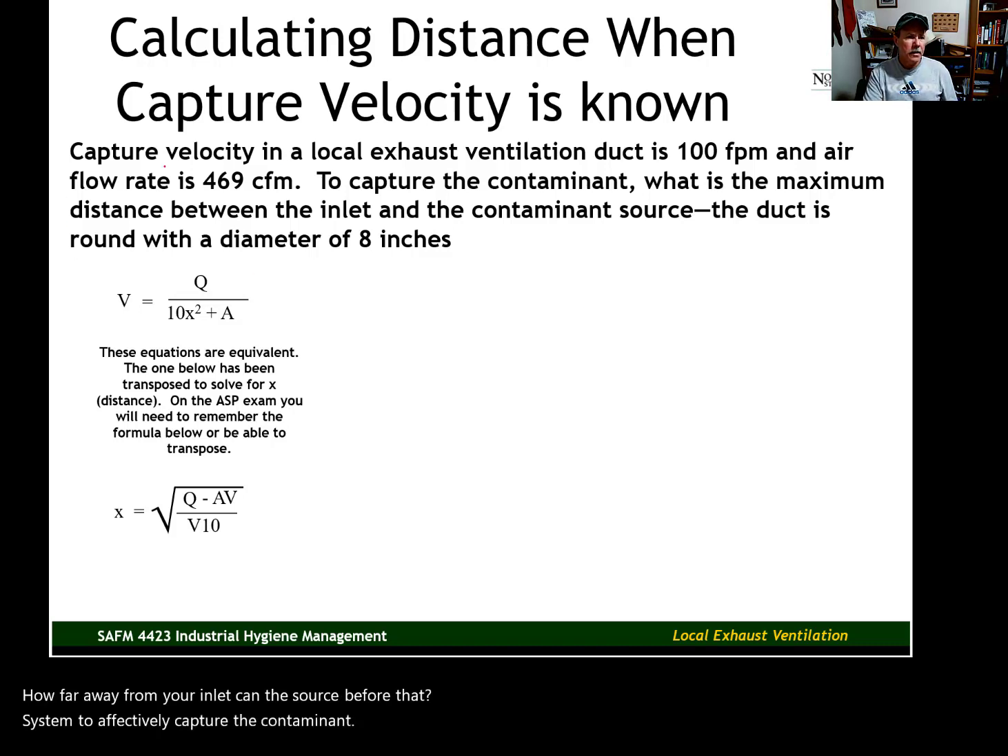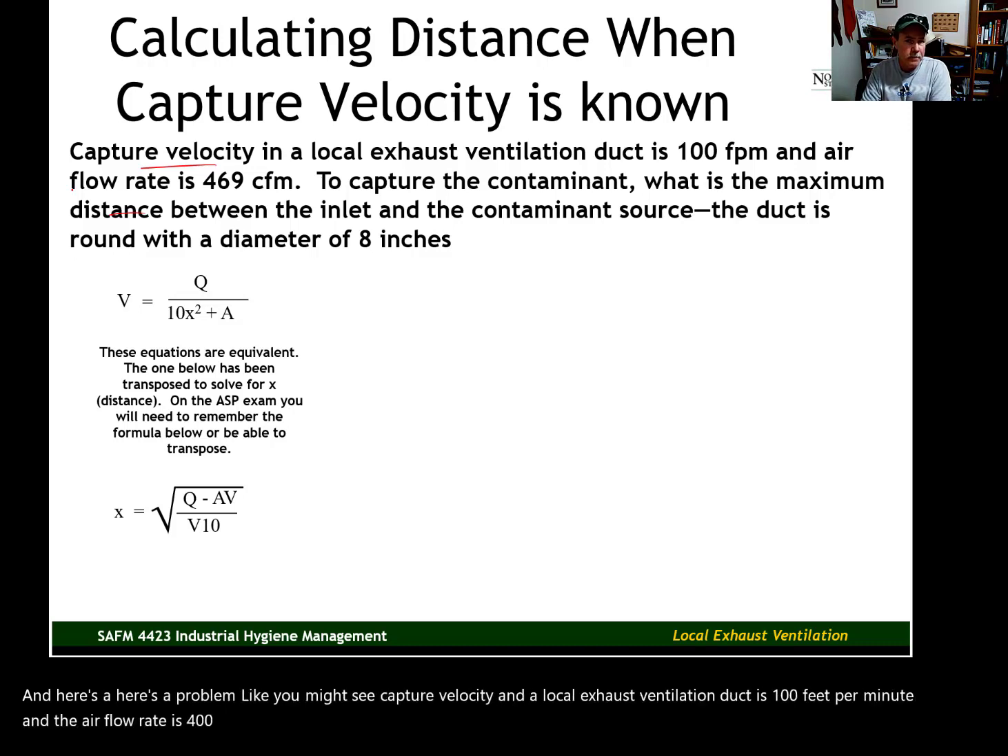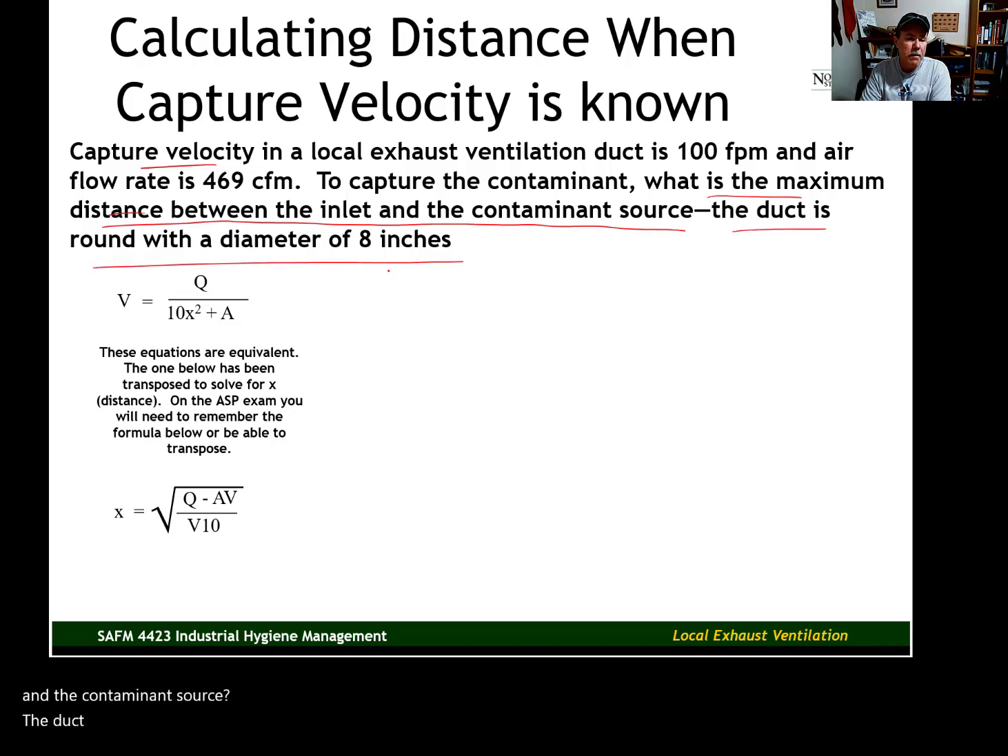And here's a problem like you might see. Capture velocity in a local exhaust ventilation duct is 100 feet per minute, and the airflow rate is 469 cubic feet per minute. To capture the contaminant, what is the maximum distance between the inlet and the contaminant source? The duct is round with a diameter of 8 inches.